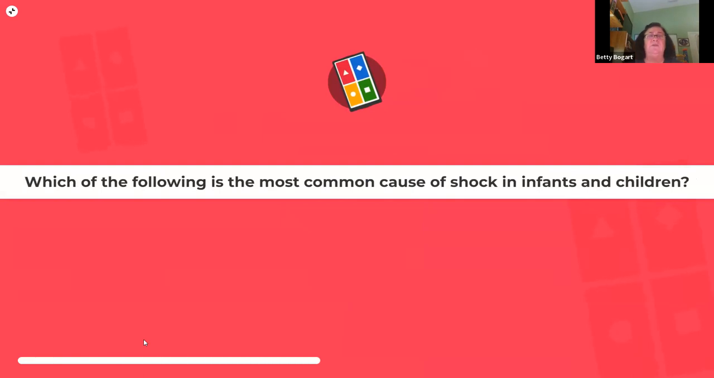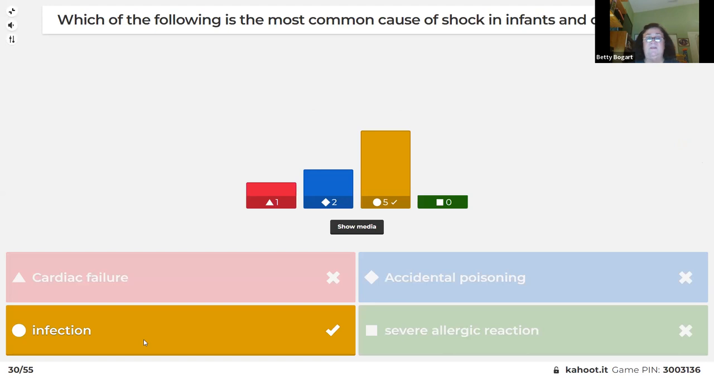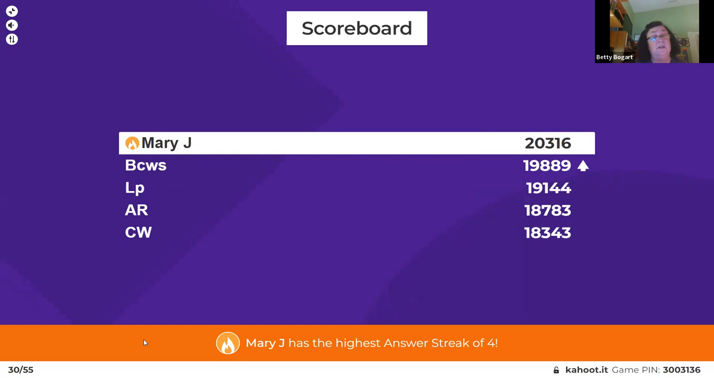Which of the following is the most common cause of shock in infants and children? And it's infection. Infection is the most common cause for it. Children get infections, and because they haven't had them before, many of them, they get very sick.